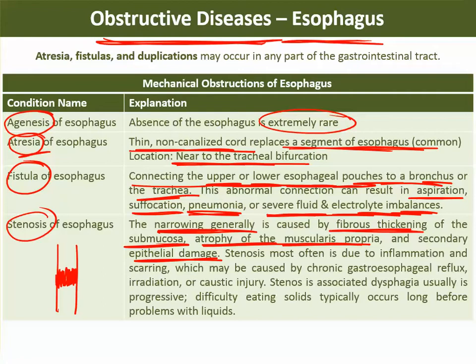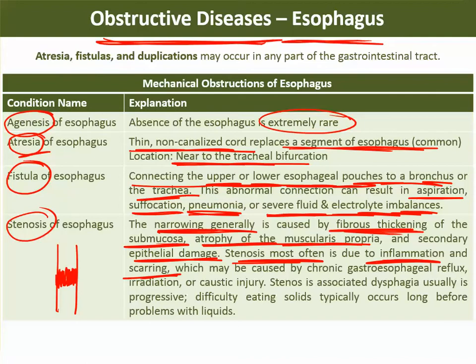Now why I am telling this is, if the mucosa, that is the lining epithelium, is damaged, then automatically the submucosa will go for fibrosis, because it gets damaged by inflammation. In chronic inflammation they will go for fibrosis. When they go for fibrosis, the collagen will constrict, so automatically the lumen will be narrowed. So stenosis most often is due to inflammation and scarring.